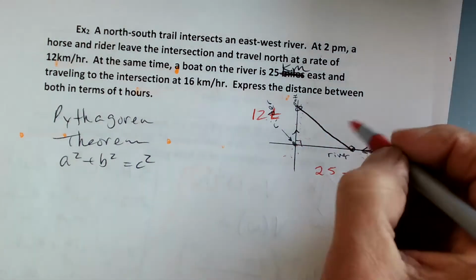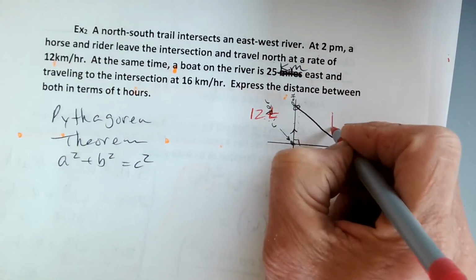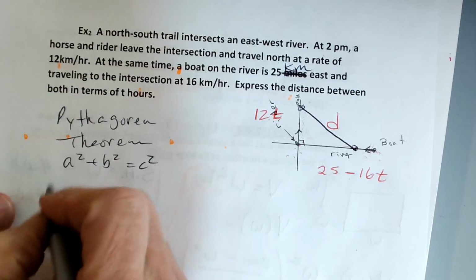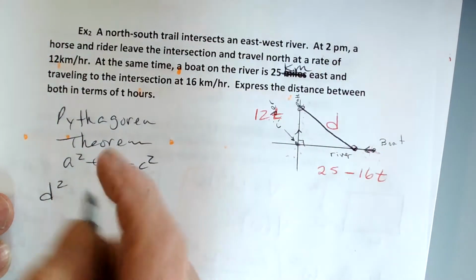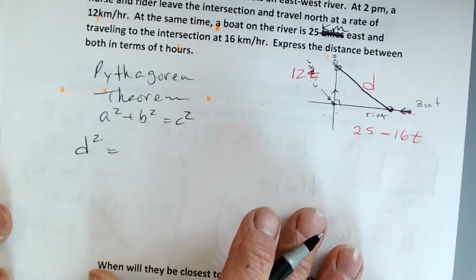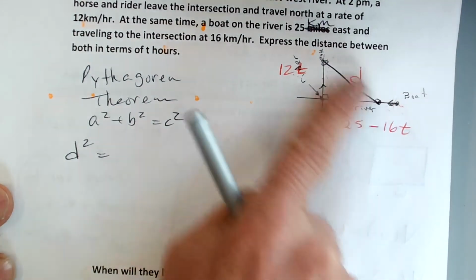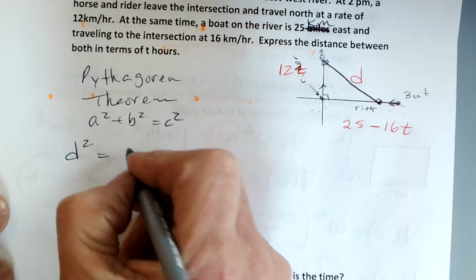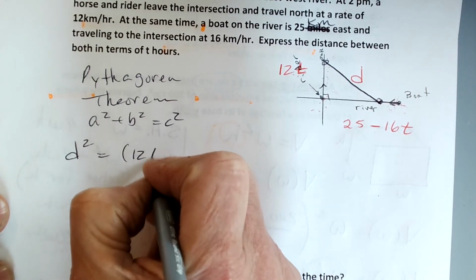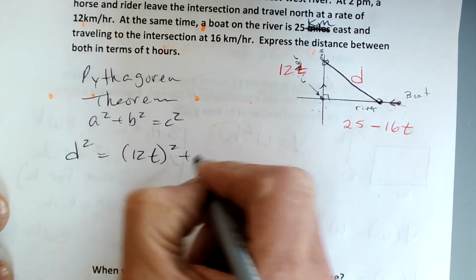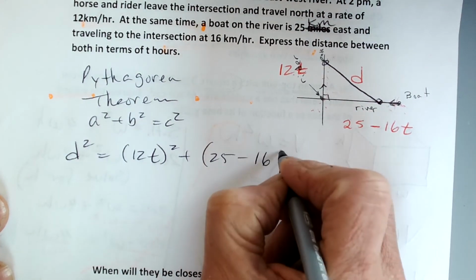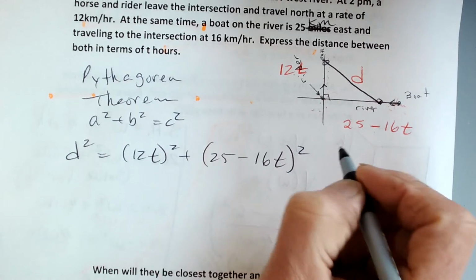And let's just call this d for distance, the distance between, which is c. So here's my Pythagorean theorem. I'm going to rewrite it with d squared first, okay? So I'll use my Pythagorean theorem. d squared equals a squared plus b squared, okay? (12t) squared plus (25 minus 16t) squared. Make sure the squares are on the outside.